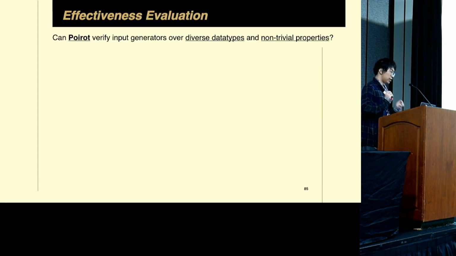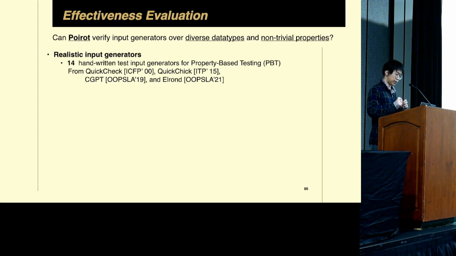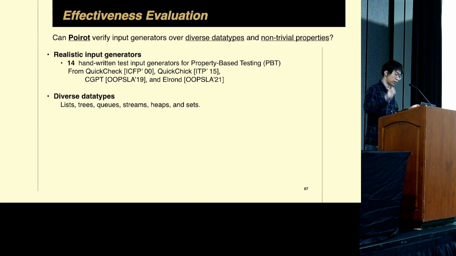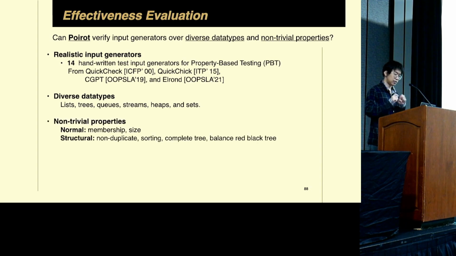So, in the evaluation, we are curious about four research questions. The first is about effectiveness. Can the tool verify input generators over diverse data types and non-trivial properties? So we evaluate it over 14 realistic handwritten input test generators from property-based testing, which involve diverse data types: list, tree, queue, strings, heap, and sets, and non-trivial properties, especially structural properties including sorting, the complete tree, and the balance property of red-black tree.